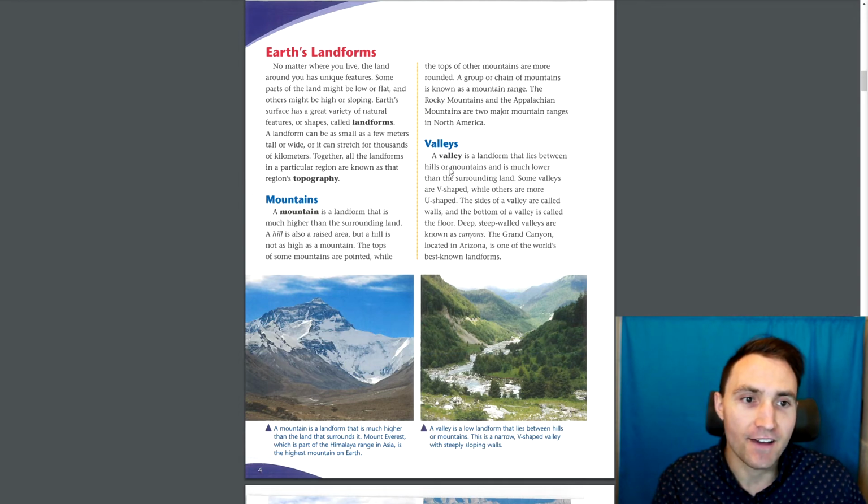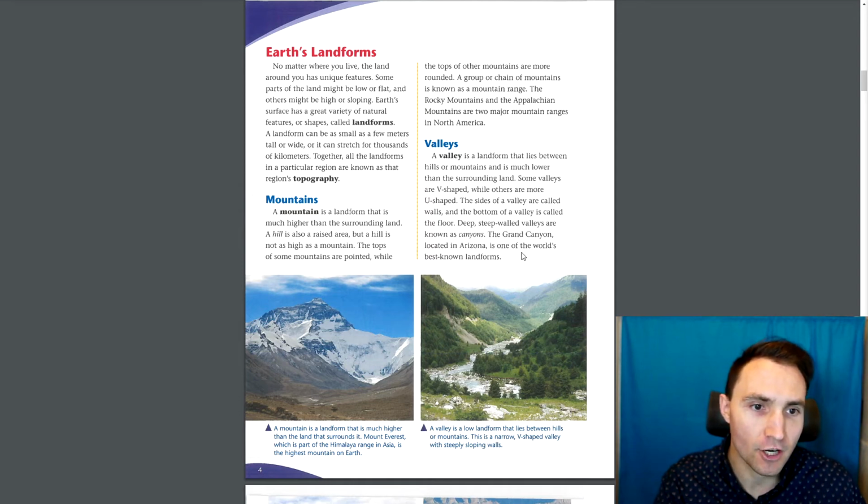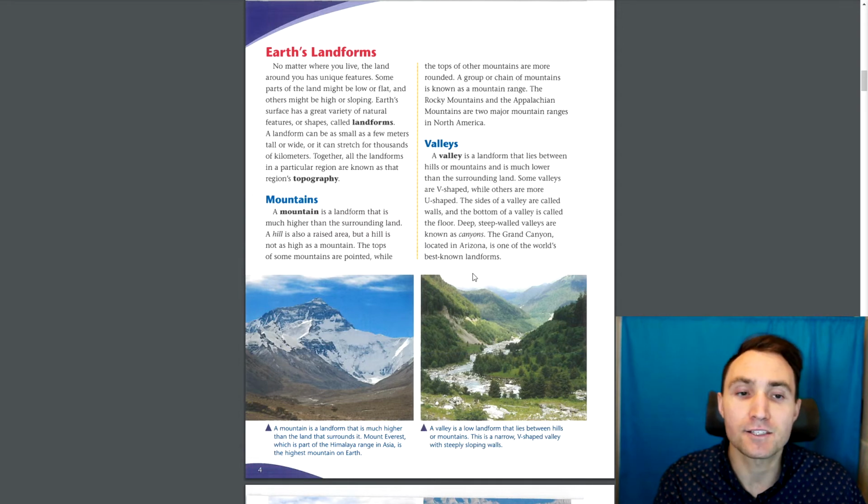So, valleys. A valley is a landform that lies between hills or mountains and is much lower than the surrounding land. Some valleys are V-shaped, while others are more U-shaped. The sides of a valley are called walls, and the bottom of the valley is called the floor. Deep, steep-walled valleys are known as canyons. The Grand Canyon, located in Arizona, is one of the world's best known landforms.